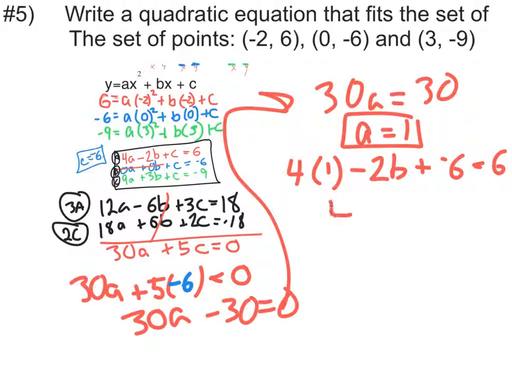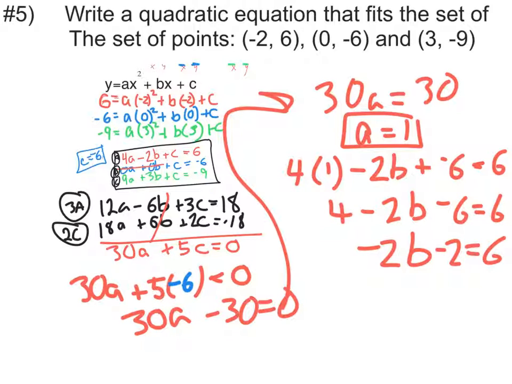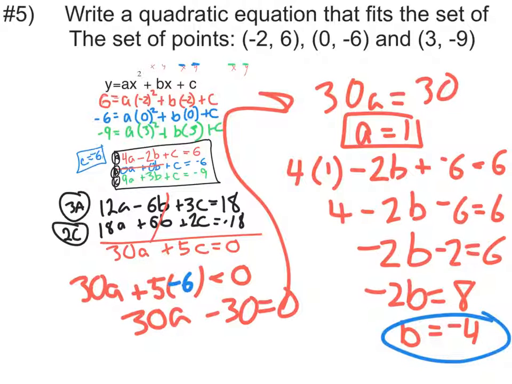So it should equal 6. So we're really going to have 4 minus 2b minus 6 equals 6, which means negative 2b minus 2 equals 6, which means negative 2b equals 8, which means b equals negative 4. So ladies and gentlemen, we have our 3 answers. We have A equals 1, B equals negative 4, and C equals negative 6.